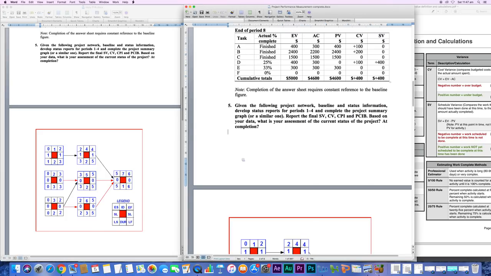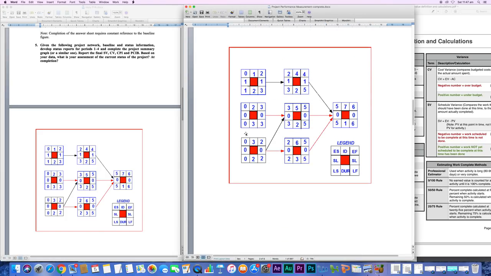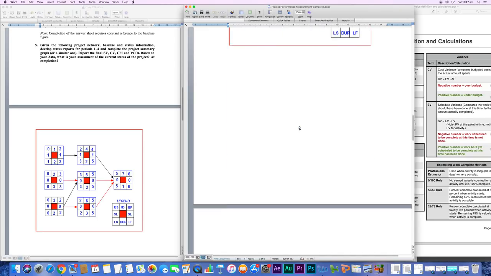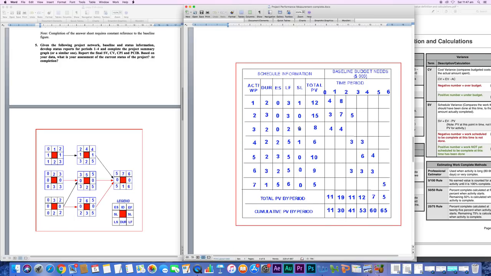So again, we're developing a status report. That's the network. So we've got 7 activities, 6 periods. That's the end of our network. And this is the baseline or time-phased cost. Okay, we've got all activities listed with duration. We've got slacks and we've got total PV. So that's the total PV for each activity, which is given in a baseline spread over time. So that is all given to you.